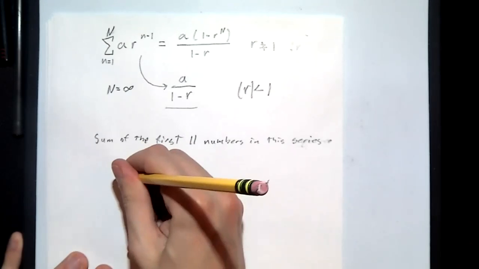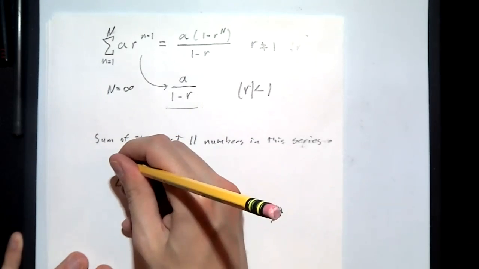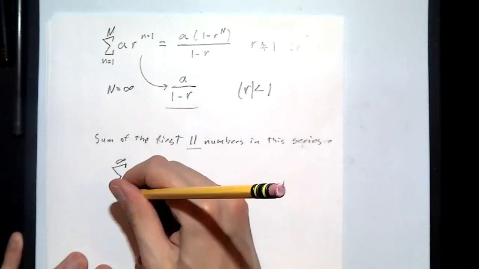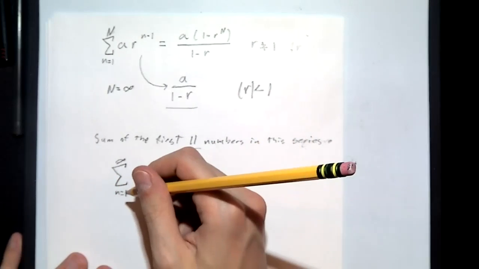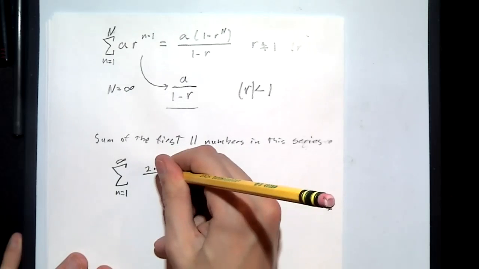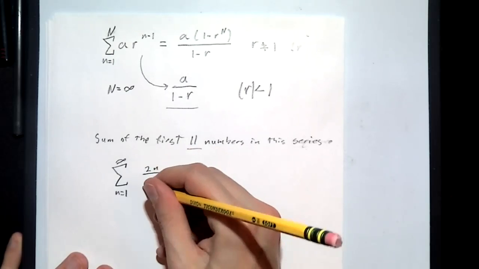So we have, this is infinity, but we're only finding the first 11 terms. The sum from n equals 1 of 2^n over 7^(n-1).